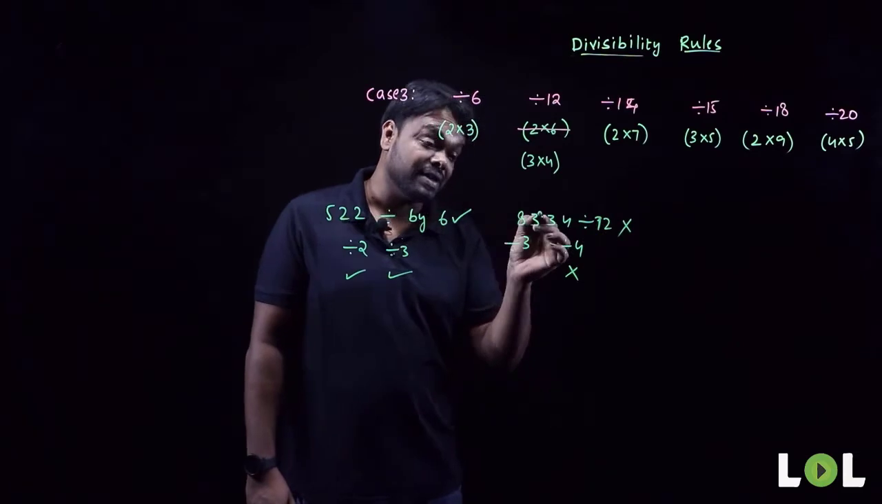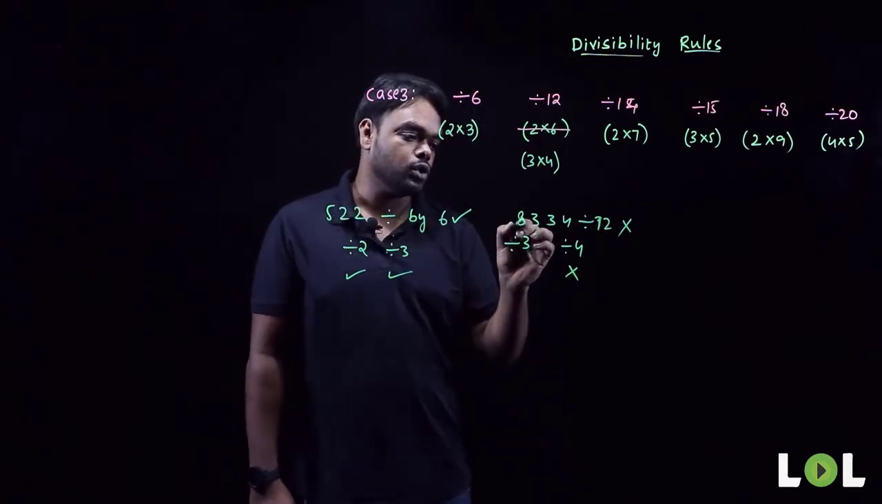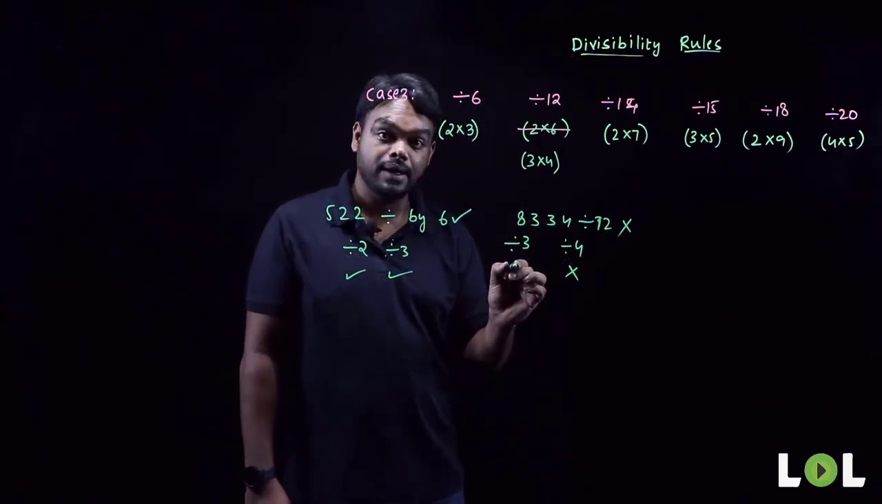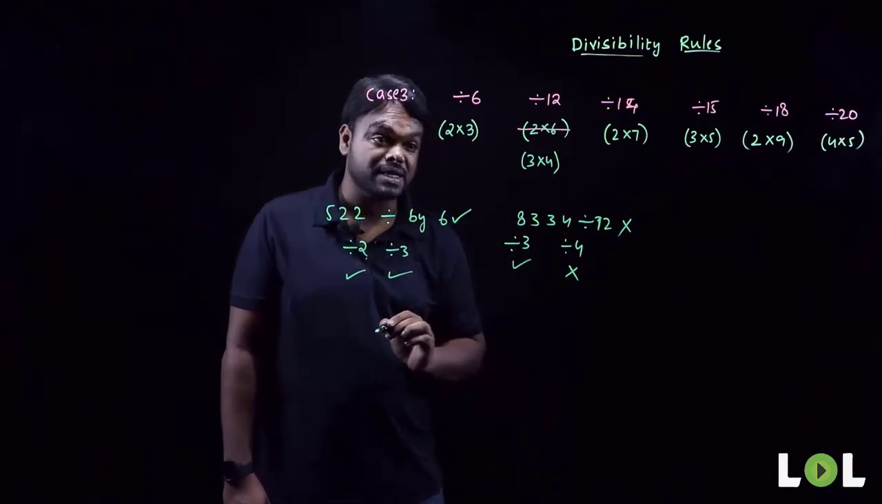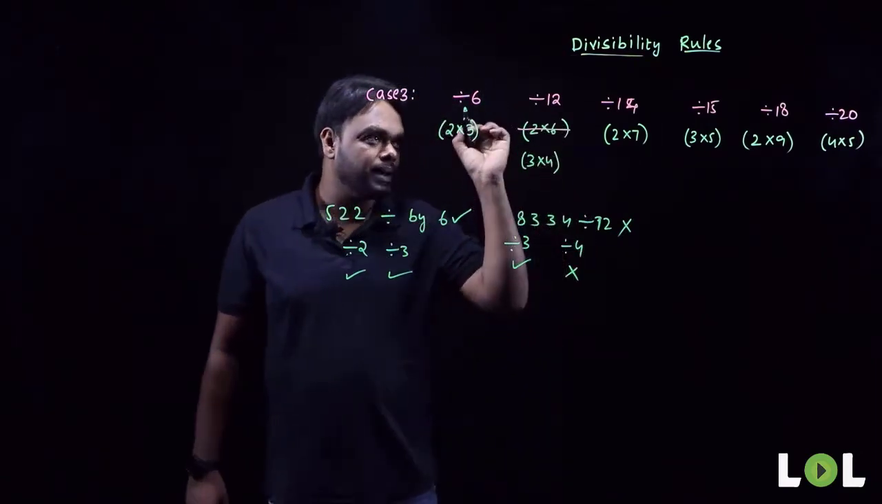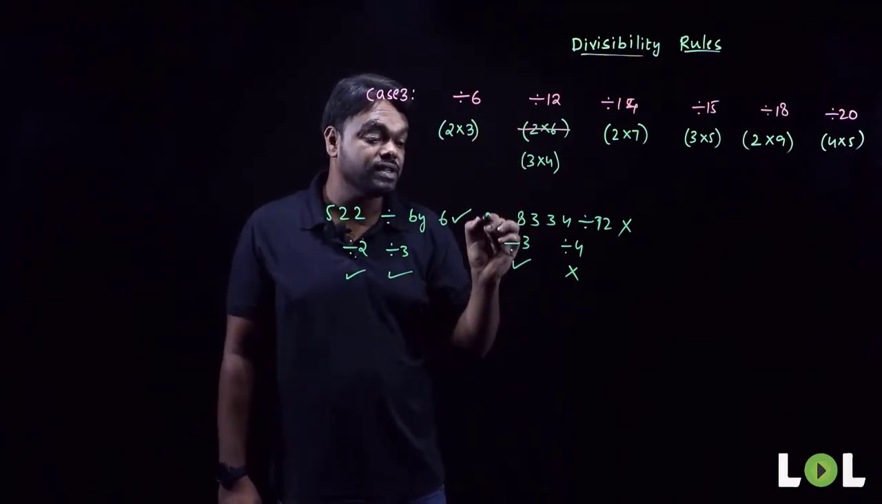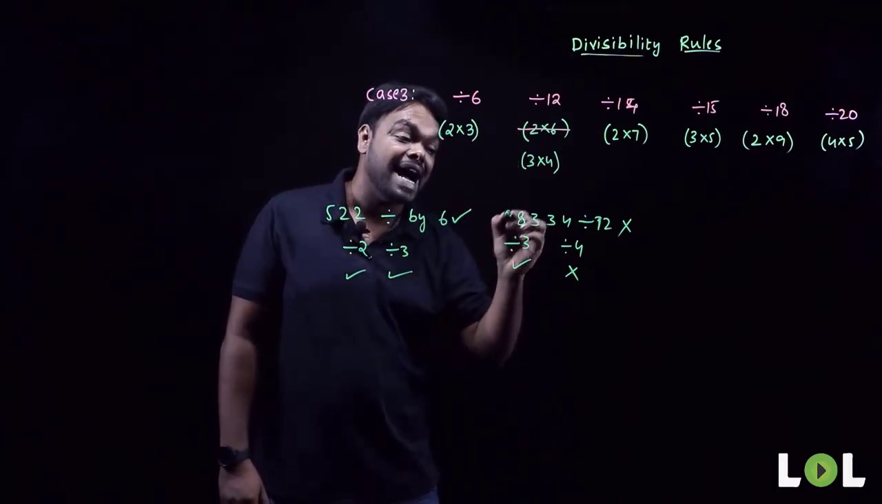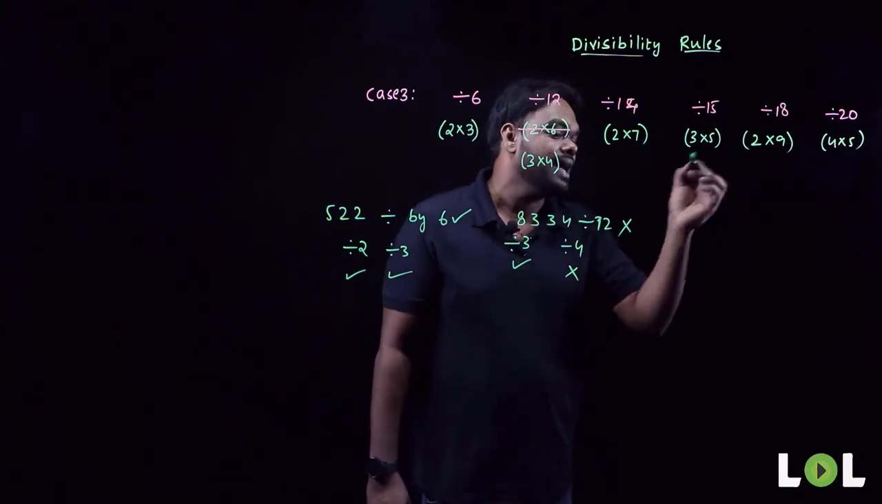Now check whether it is divisible by 3 or not. So this is 14 plus 4, 18. 18 means it is divisible by 3, but still it is not divisible by 12 because it is not divisible by 4. A number has to be divisible by 12 means it has to be divisible by both 3 as well as 4. Suppose I check for, let's say, 18.